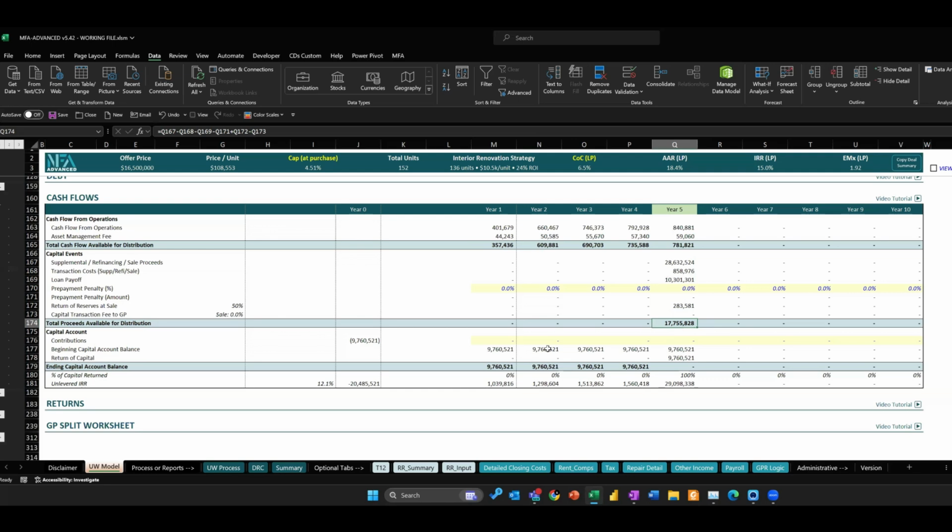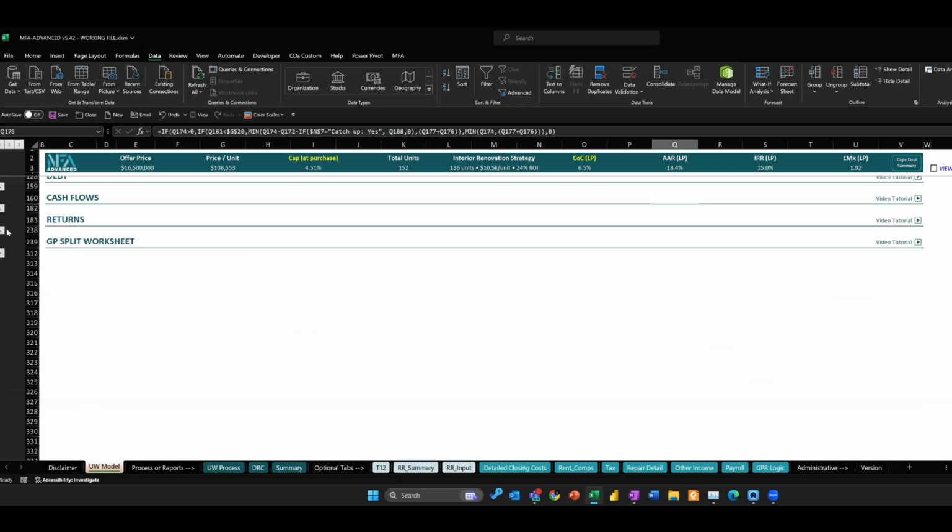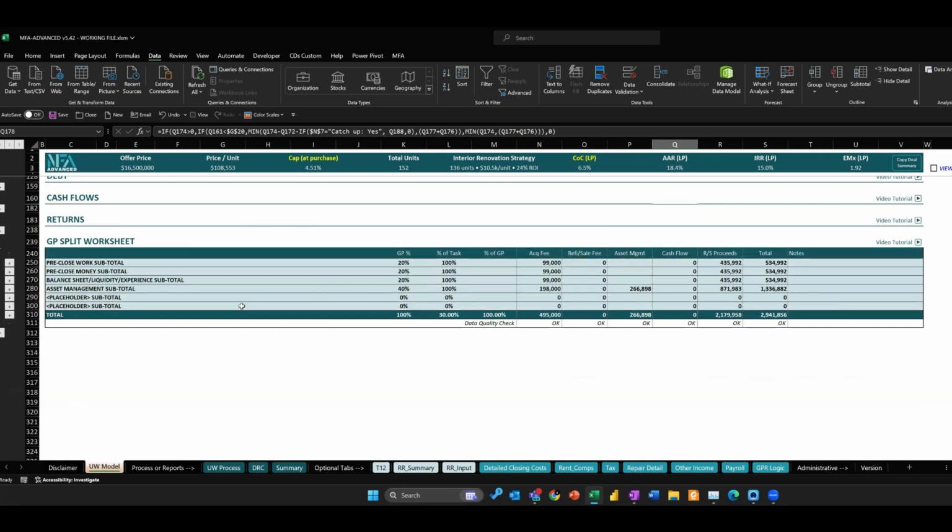And then I can see what's happening with the capital account. Like, are we paying the capital account off based on the sale, or how much are we paying on a refinance from the capital account? Things like that. So you can see all your cash flow. We have the returns and then the GP split worksheet.